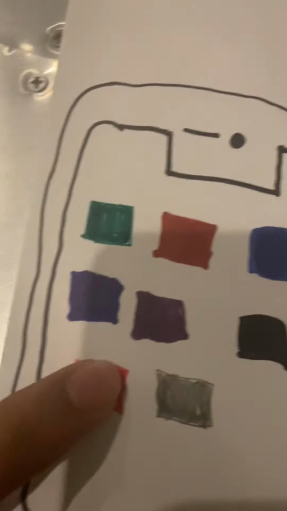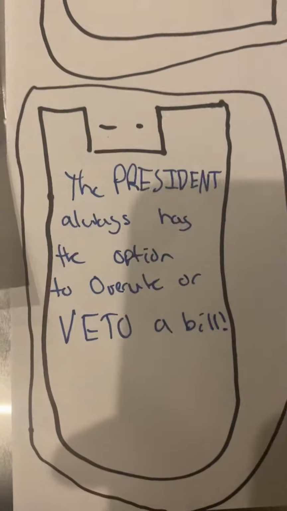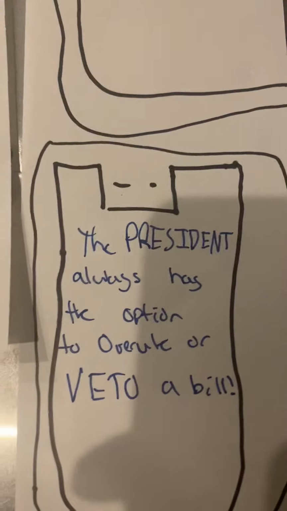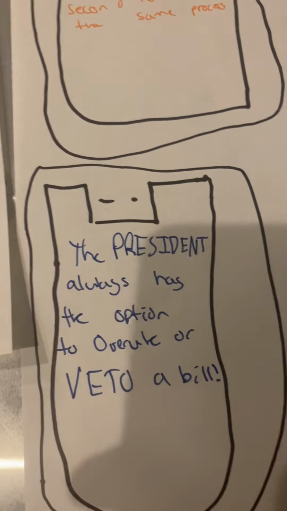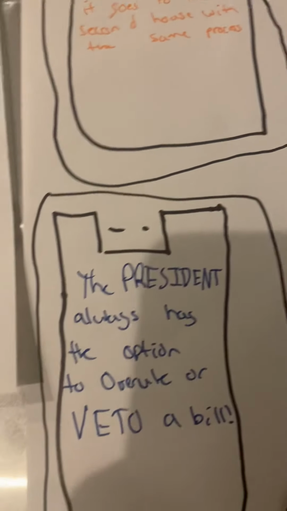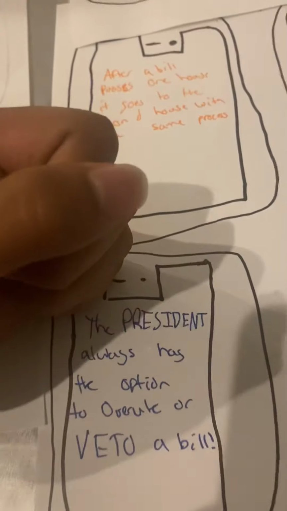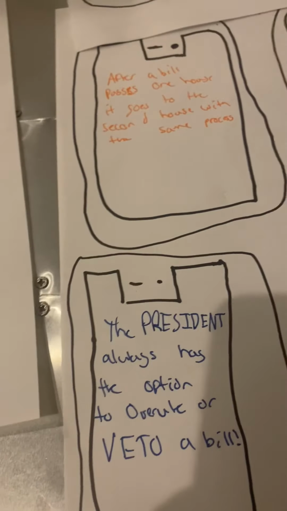After slide 6, we can go back to the home page and go to slide 7. Slide 7 takes us to this one. So this states that the president always has the right to overrule or veto a bill. No matter what happens, he always has the right. He can just stamp the veto and just veto the bill.